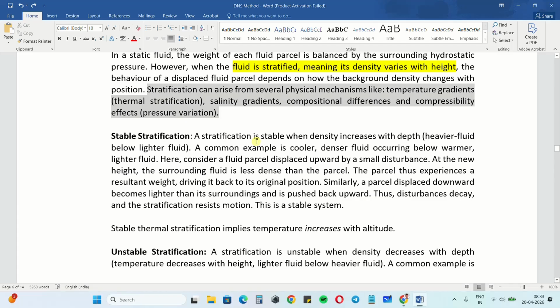We have seen neutral conditions, so that's isothermal conditions. You don't have temperature gradients. But when we have stable stratification, you have temperature increasing with altitude, or you can say that density is increasing with depth, or you can also say that cooler fluid is near the ground and warmer air stays on top of it.